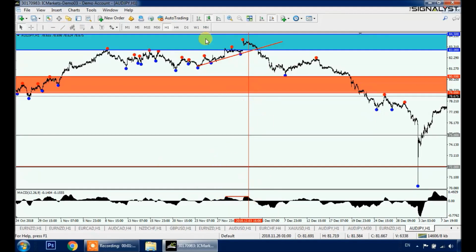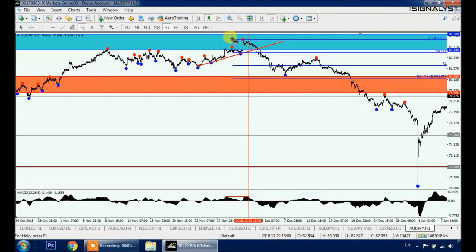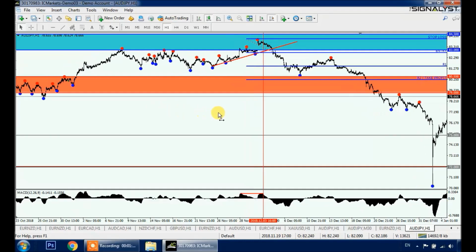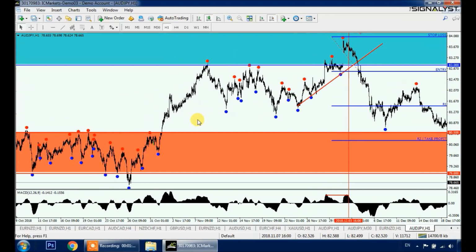Alright, and this rejection zone in blue. Our entry would be a candle close below this swing and outside our blue zone. So here's our entry, and we always target a 2-to-1 risk reward ratio. Let's scroll back and look for more opportunities.